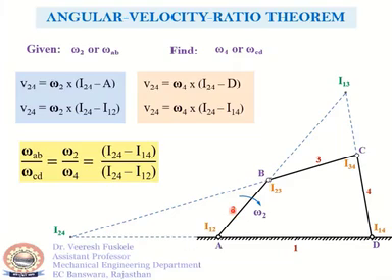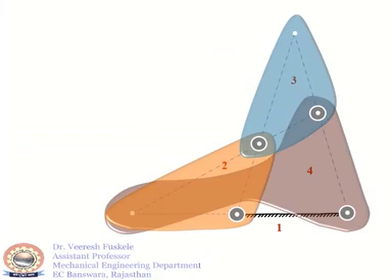Now, to make this clearer that I24 is lying on 2 and also on 4, let us consider a mechanism shown here. This is a 4-link mechanism. As we see here, there is a fixed link 1. Then there are 3 moving links: link 2, then link 3 is the coupler, and link 4 is the output link.